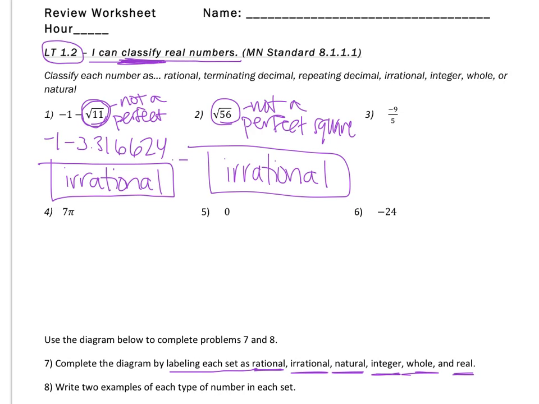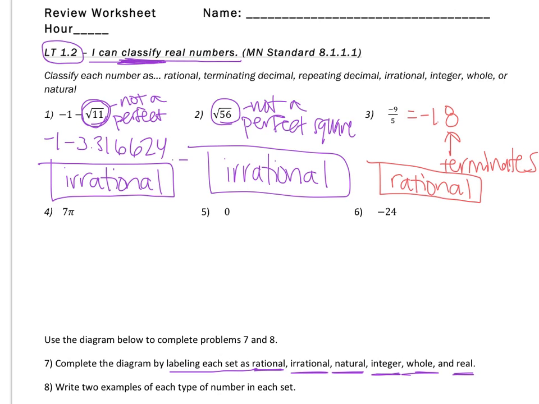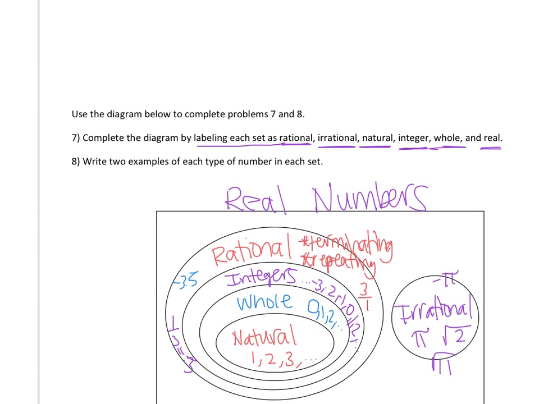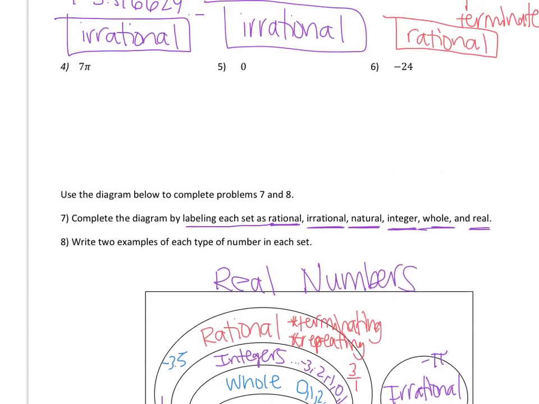Negative 9/5. If we simplify that, we end up getting a negative 1.8. What I want you to notice is that that terminates. So because of that, this is going to be called a rational number. It's not an integer. Now the reason why it's not an integer, I know a lot of people think because of that negative it's going to be an integer, but integers don't have any decimals here. So pay attention to that. Integers don't have any decimals. They do include negatives, but we don't have any decimals. So it's going to be considered a rational. And that's it.